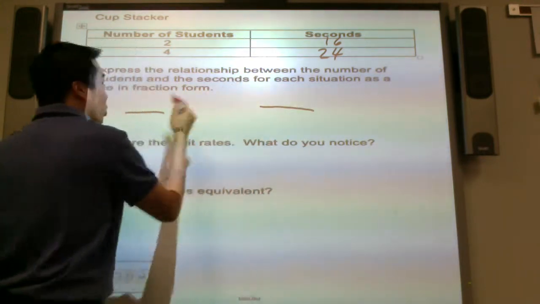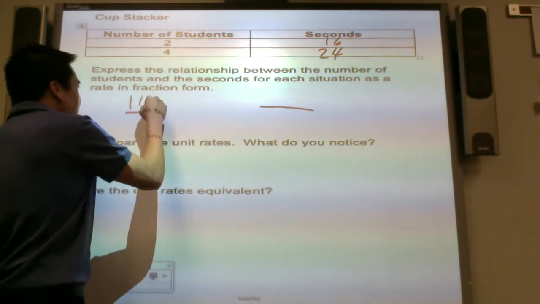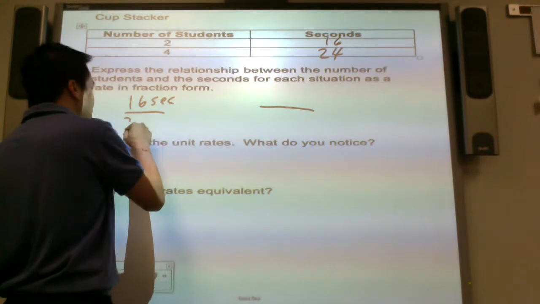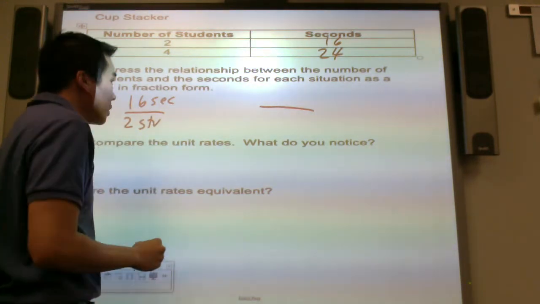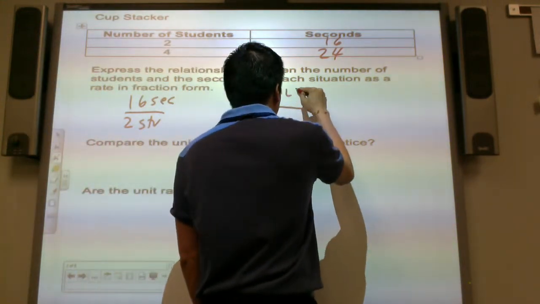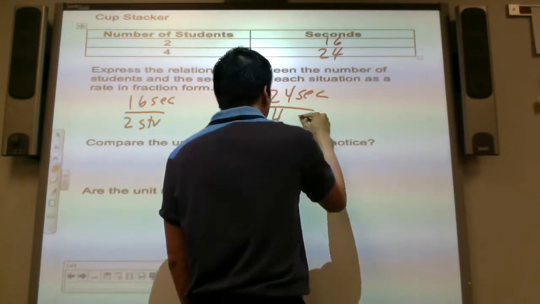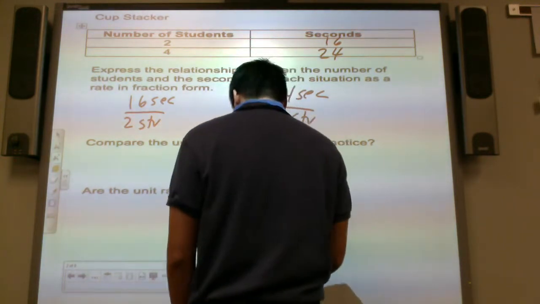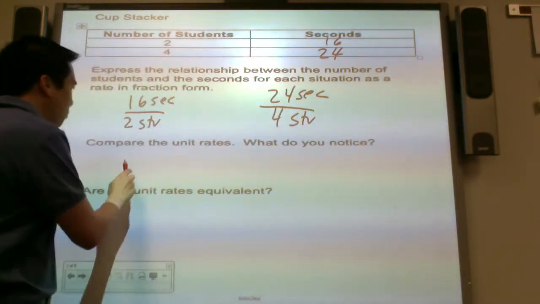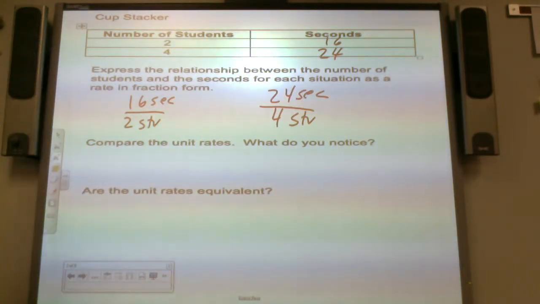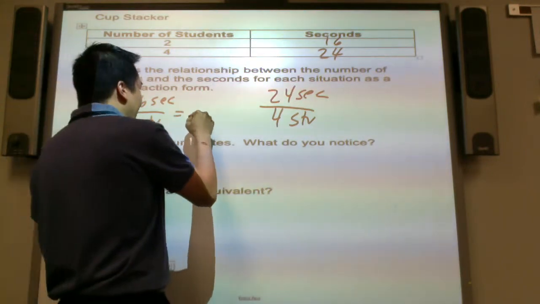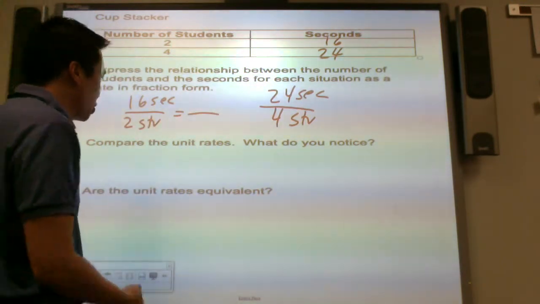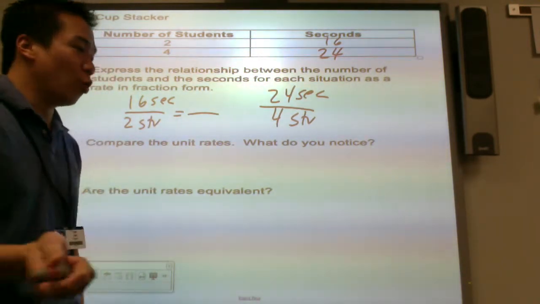So let's start with the first one. It took them 16 seconds for 2 students. In the other situation, it took them 24 seconds for 4 students to stack up the cups. Compare the unit rates. What do you notice? I need to find a unit rate. So I need to find how many seconds per student. What number is per? 1.